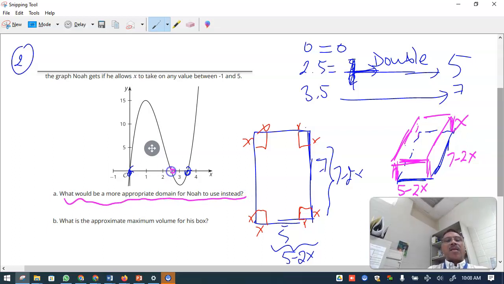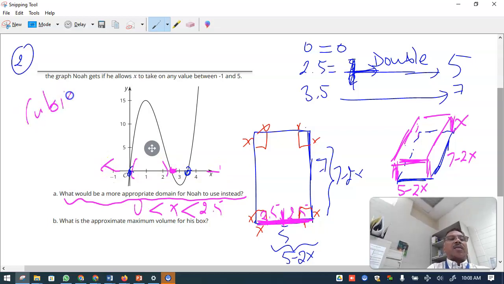By just looking at it, you can see this is 5. So naturally you cannot have more. At the most it should be less than 2.5 on this side, because 2.5 plus 2.5 adds up. So the domain here is 0 less than x, less than 2.5. You cannot go beyond.